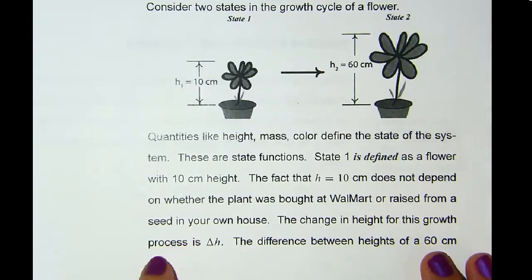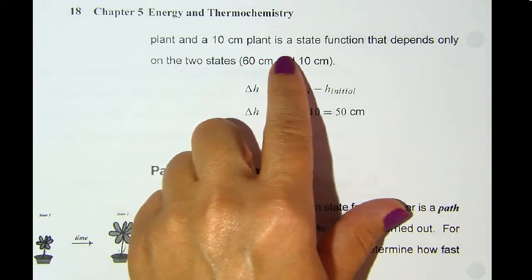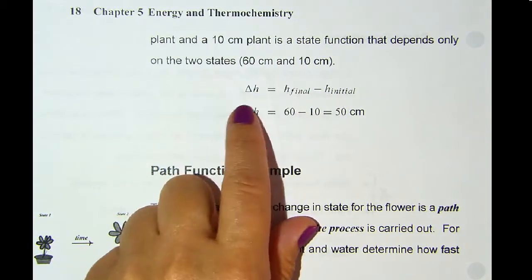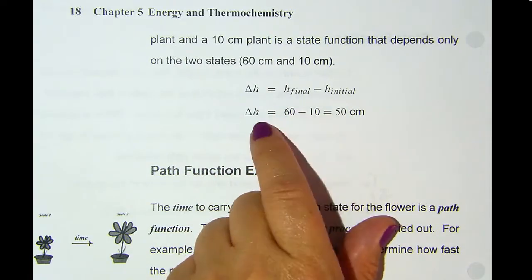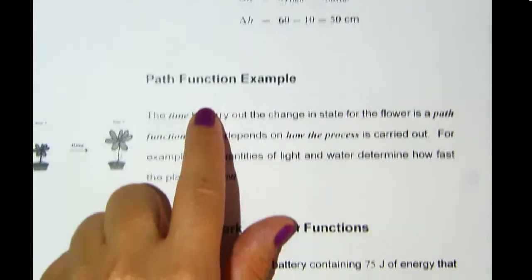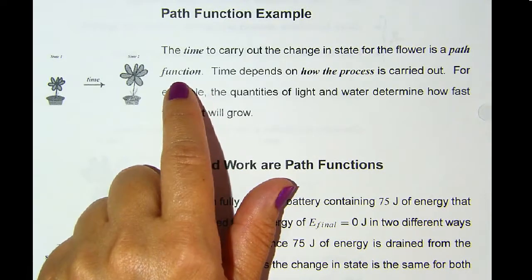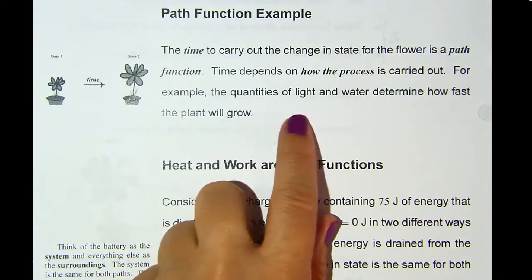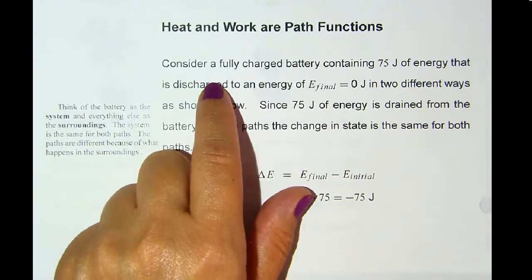The change in height for this growth process is delta H. The difference between heights of a 60 centimeter plant and a 10 centimeter plant is a state function that depends only on the two states, 60 centimeters and 10 centimeters. So delta H is your final minus initial height, which we get here. Path function example. The time to carry out the change in state for the flower is a path function. Time depends on how the process is carried out. For example, the quantities of light and water determine how fast the plant will grow. Heat and work are path functions.